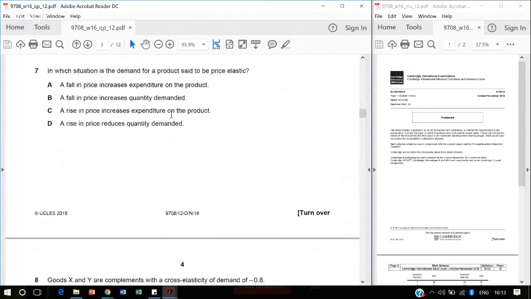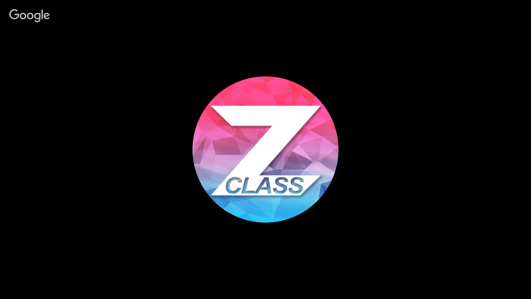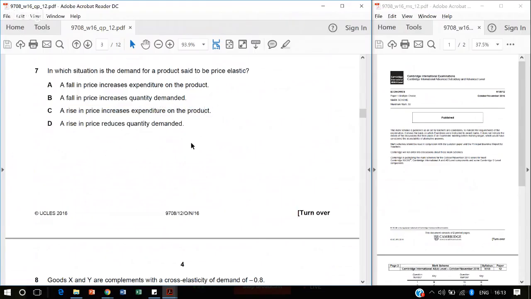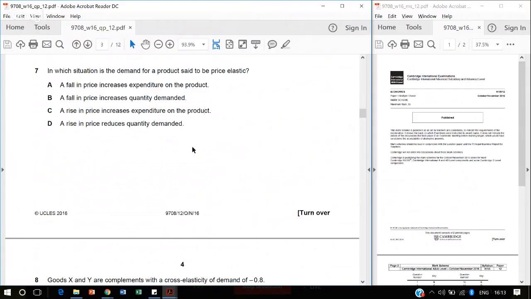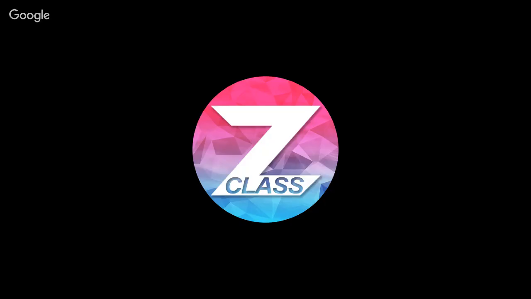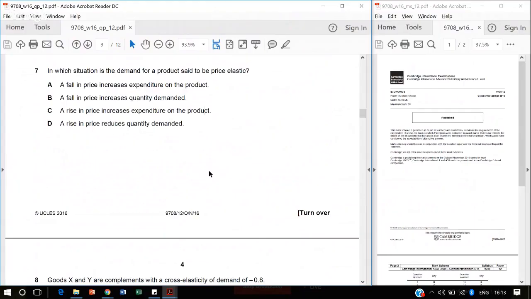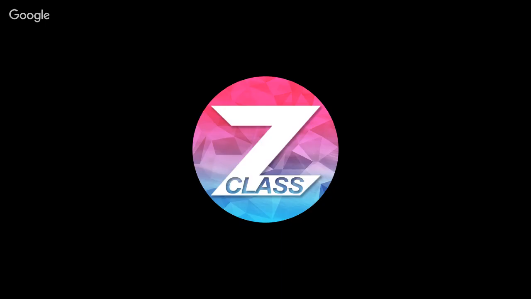Are there any goods where we might see a rise in price leading to more demanded? A rise in price increased expenditure on the product means inelastic. What about a rise in price causing a higher quantity demanded? I forgot what it's called, but it's those abnormal goods where they associate price with the quality of the good. Yep. We can call them Veblen goods.